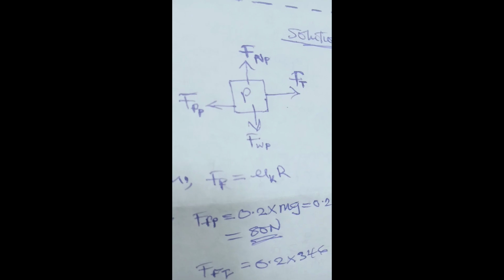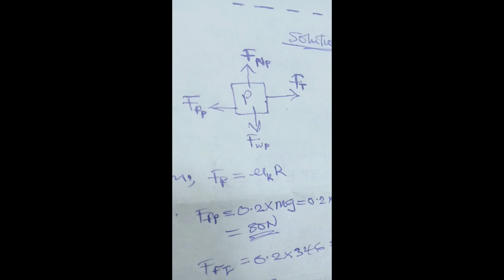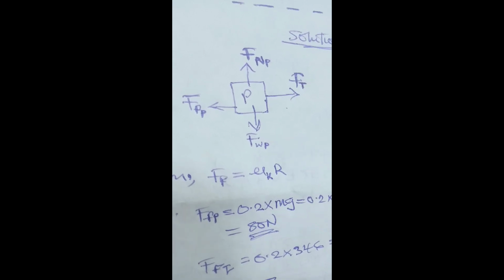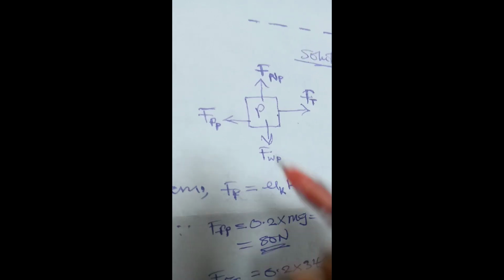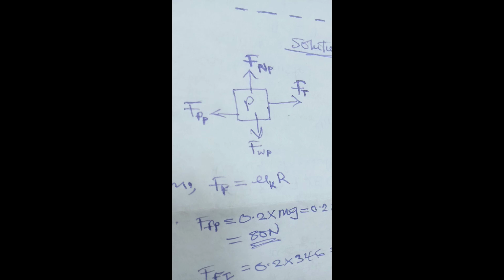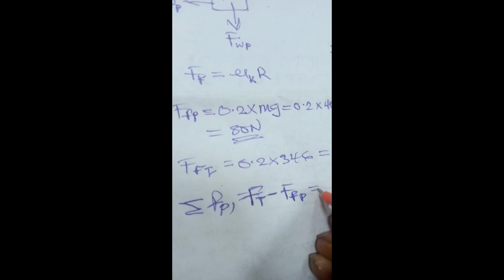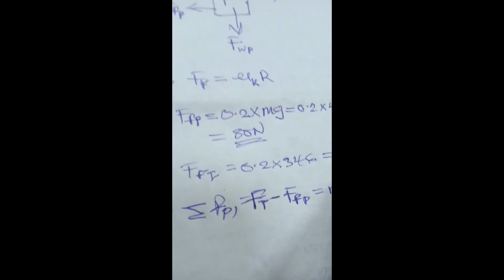That is, you are going to have your F of T minus friction. Friction opposing the motion of P, that is F of P, and that's equal to ma.